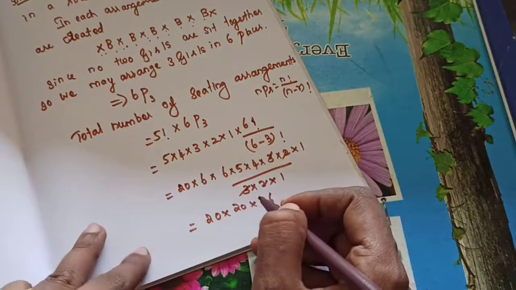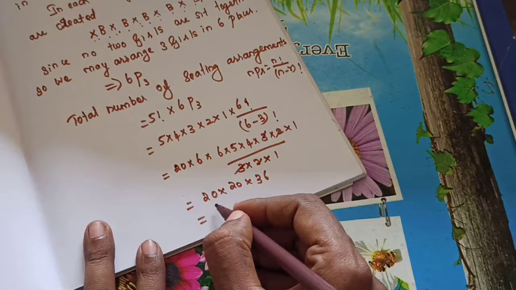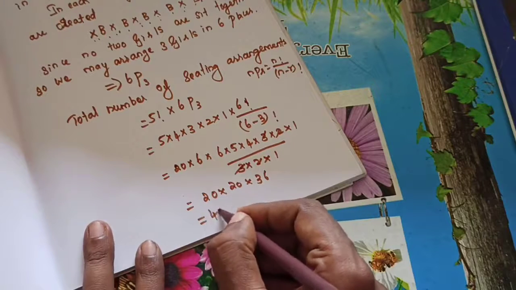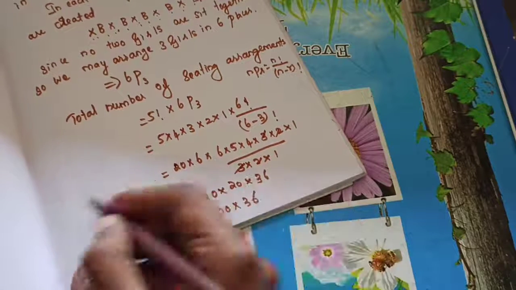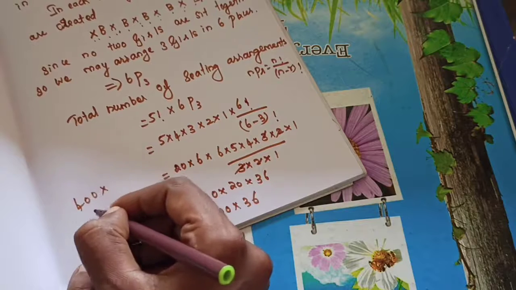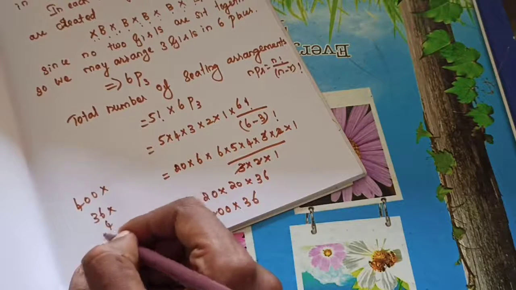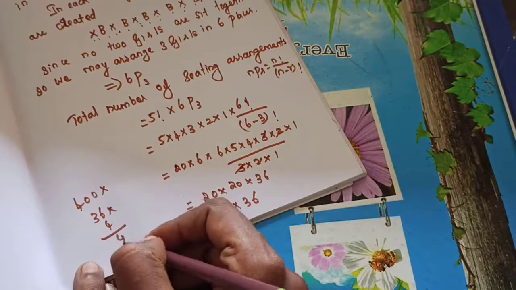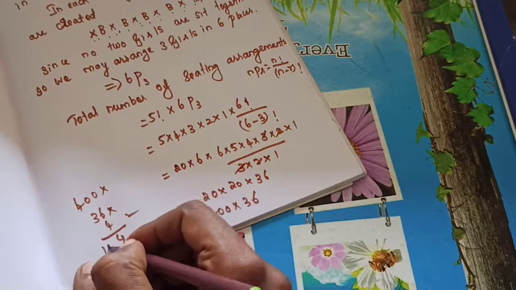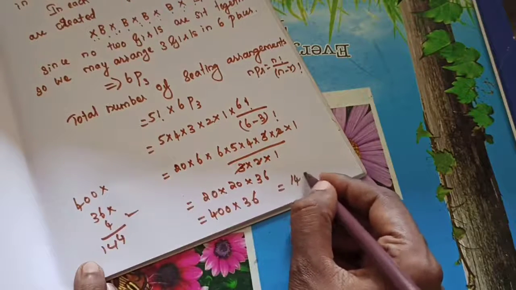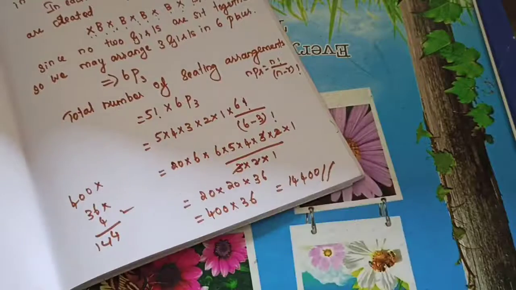36. So 20 into 20, how much will we get? 2 2s are 4, 400 into 36. So 36 into 4, is it right? So 36 into 4 means 24, 2 3 4s are 12, 14. So that's equal to 14400.